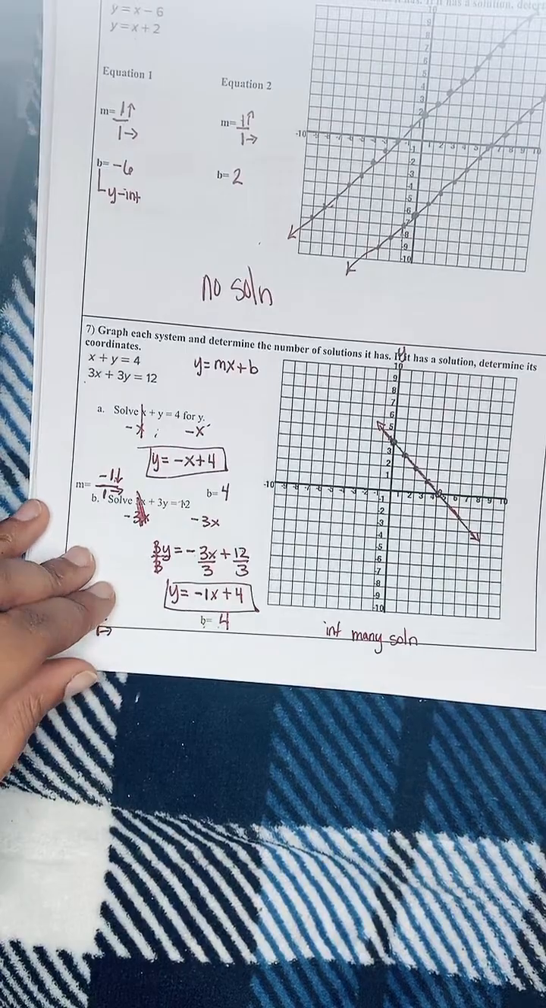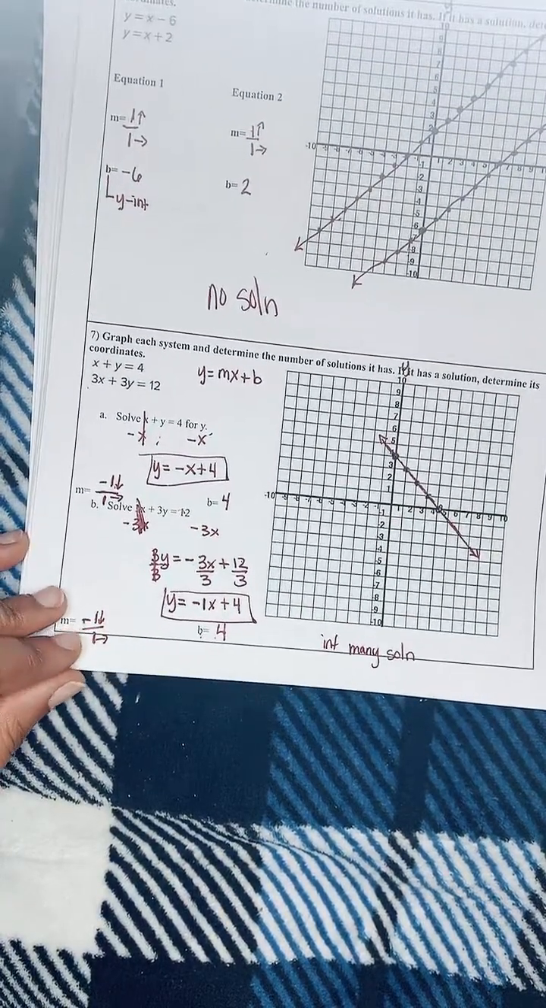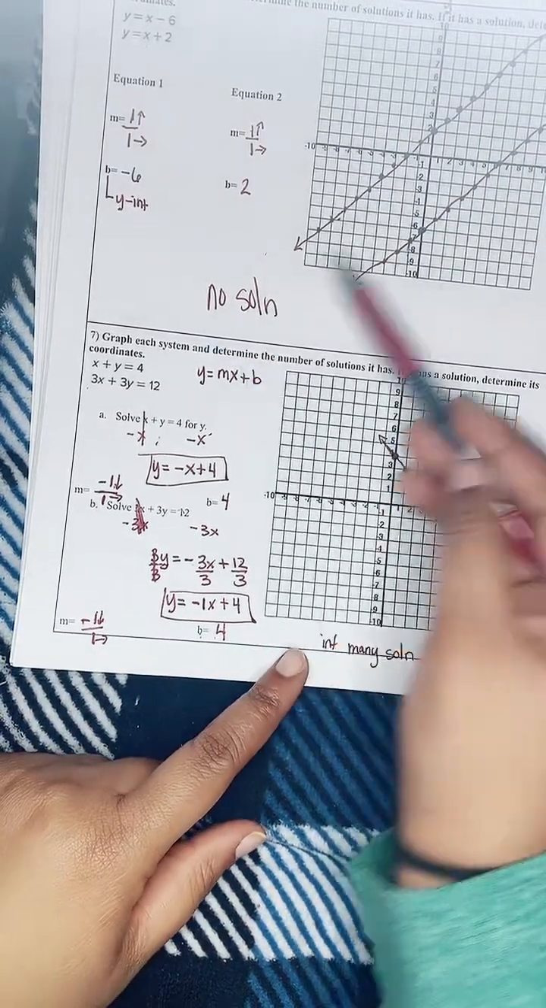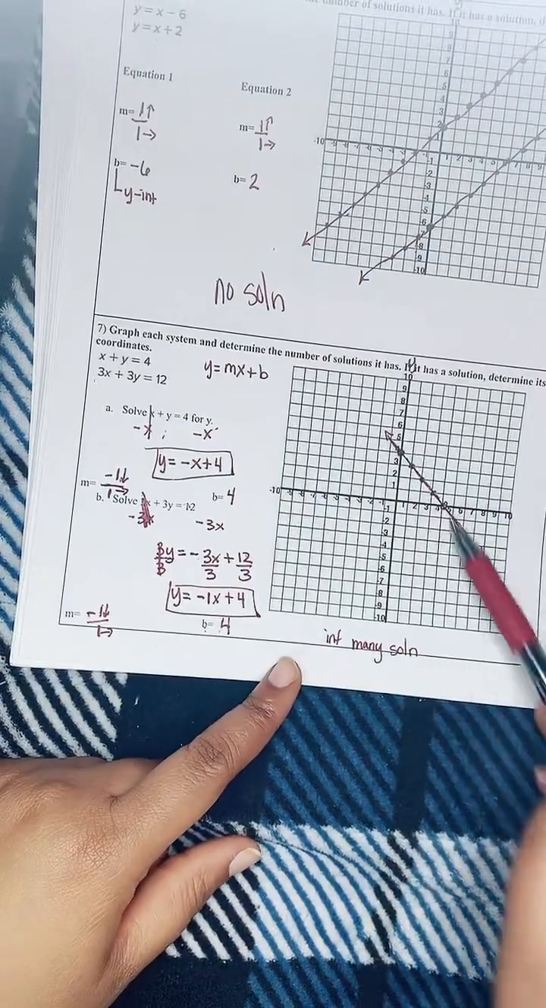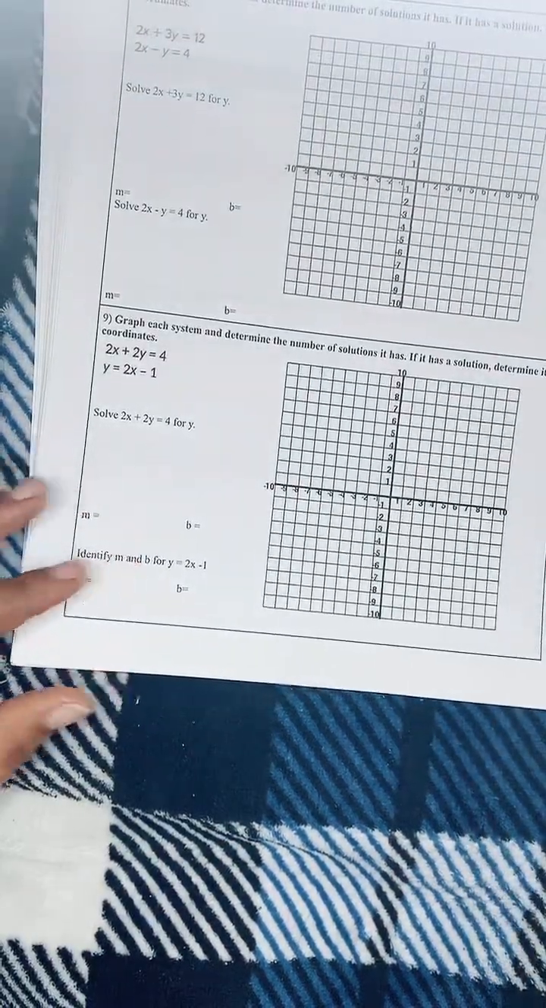All right, wonderful. Somebody said parallel versus infinite. Yes, no solution for parallel, same line, infinitely many solutions, okay? Good. I'm glad it makes sense. Perfect.